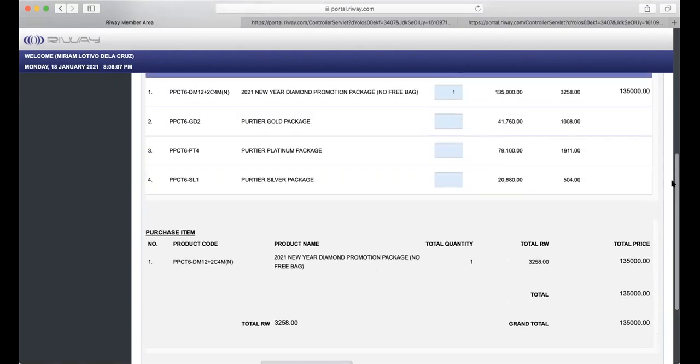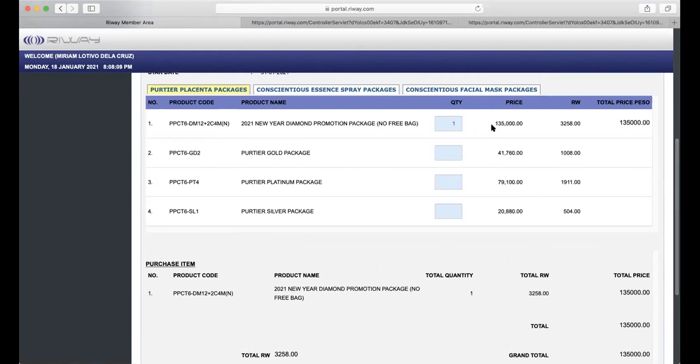All right. Now you take a look. There's only one price for one diamond. There's only one price for gold. There's only one price for platinum. There's only one price for silver. So meaning to say, any other price that is not in this system is done by the person personally. It does not come from Reway. All right. In Reway, there's no such thing as discount. In Reway, there's no such thing as retail price. In Reway, there's no such thing as member price. We only got one price.